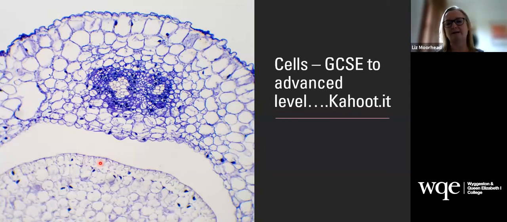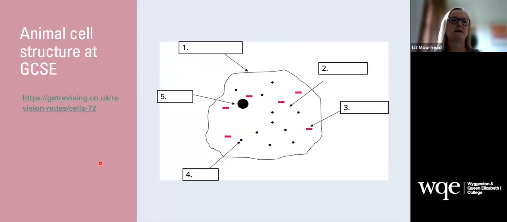Right, so what we're going to do now is look at GCSE level structure of an animal cell, and then look at more advanced levels. If you look at the diagram here, this is a typical animal cell diagram from a GCSE revision website. There are 5 structures that you should be able to identify from this. I know you can't participate unfortunately, but if you just do it in your head, I'll go through it and see how many you get right.